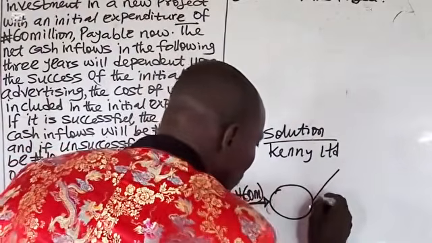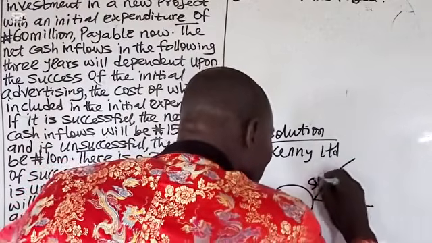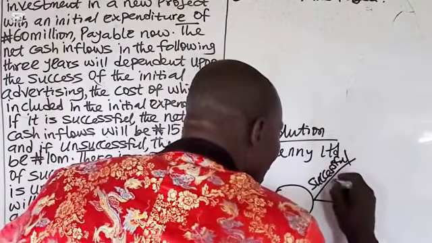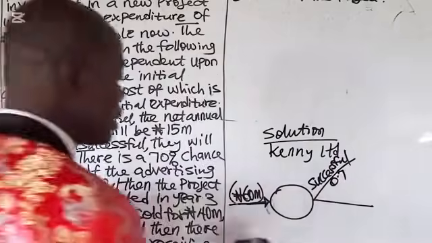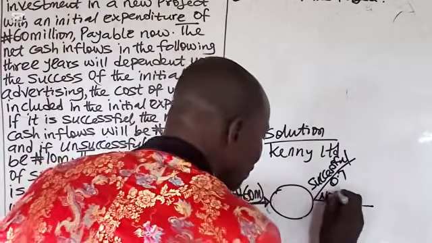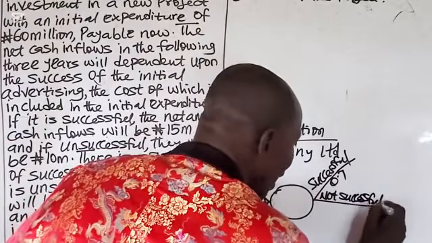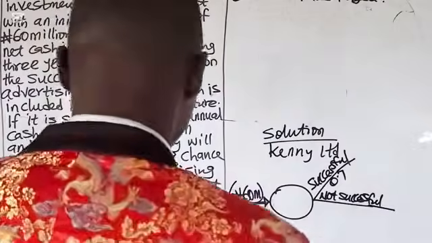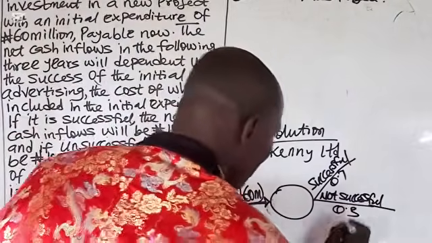The 2 possible outcomes. One is successful, and the probability of success is 0.7. Then the second one is not successful, and that comes if the probability of success is 70%. Not successful will be 30%, which is 0.3.